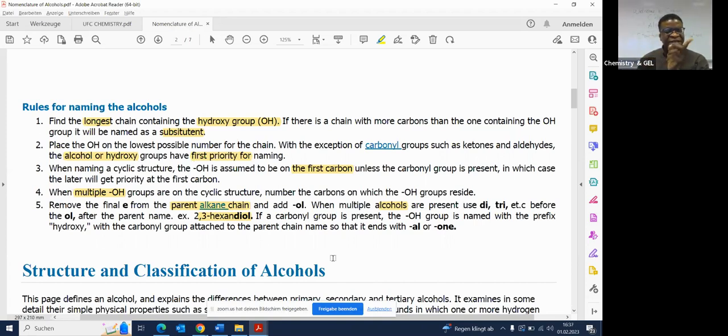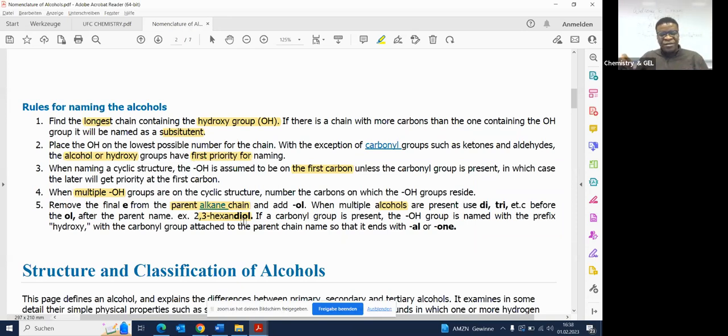But because this hexane is building up an alcohol with 2 hydroxy groups, one on the second carbon, the other one on the third carbon, it will be called hexanediol. If it's one, no diol, it's just going to be hexanol. For instance, if it's on the second carbon, it's just going to be 2-hexanol, but diol because of 2 groups. So sometimes you can be given such a name and told to draw the structure of this alcohol. No fear: number one, figure out the parent name, hexane, hexanol, 2 of them.